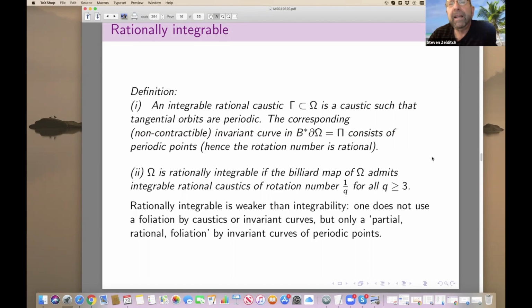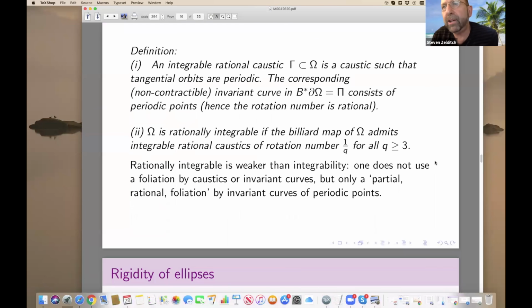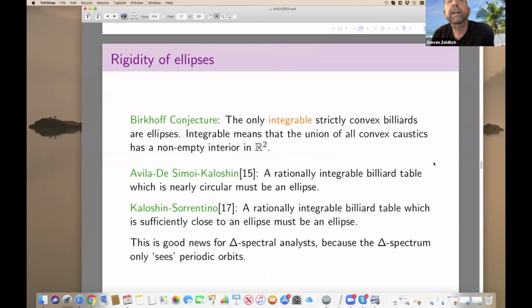So it's remarkable because Kaloshin, Dos Santos, and company, Avila, they only use these 1 over q rational caustics. So rationally integrable is way weaker than integrability. You also only need q greater than or equal to 3. You don't need the bouncing ball orbits. So here are the dynamical results. Remember the Birkhoff conjecture. I won't repeat it. Avila, De Simoi, and Kaloshin: a rationally integrable billiard table, which is nearly circular.